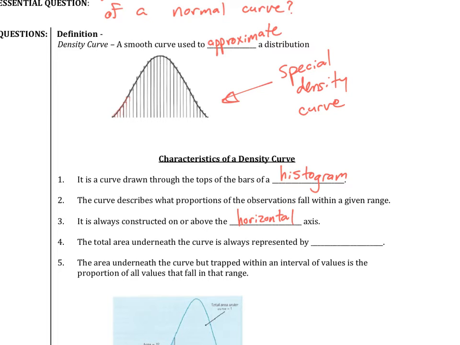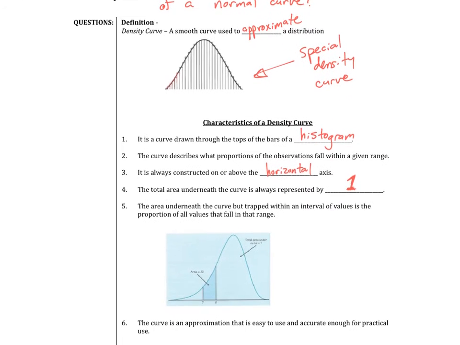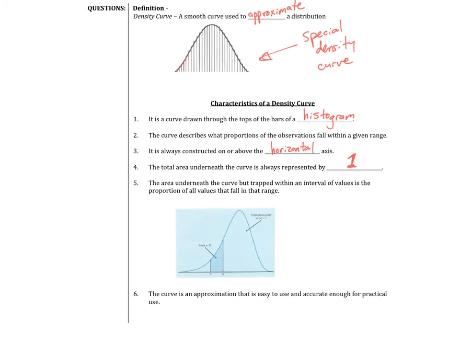The total area underneath the curve is always represented by 1. Okay, and the reason that is because think of it as 1 is 100%. So 100% of, like, let's say you're going to do the test scores in a classroom, okay? All of the test scores have to be underneath that curve. Okay, so 100% of the test scores will be in there. Okay, and it'll make more sense as we go on with this.